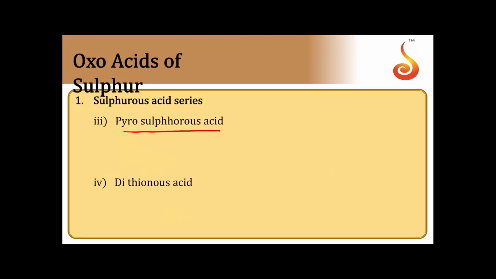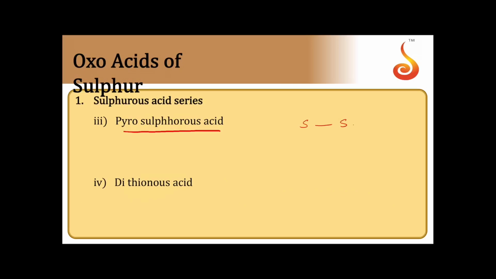pyrosulfurous acid. Pyro means we need to take 2 units of sulfurous acid and remove one water molecule from them. Then you are going to get pyroacids. We take 2 units of sulfurous acid and remove one water molecule from them. Pyrosulfurous acid is going to have 2 sulfur atoms in it. So let us write 2 sulfur atoms.